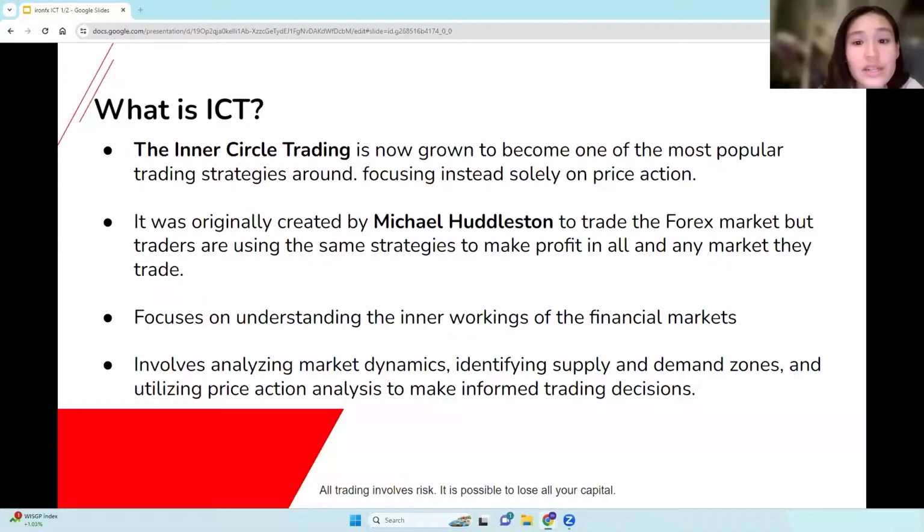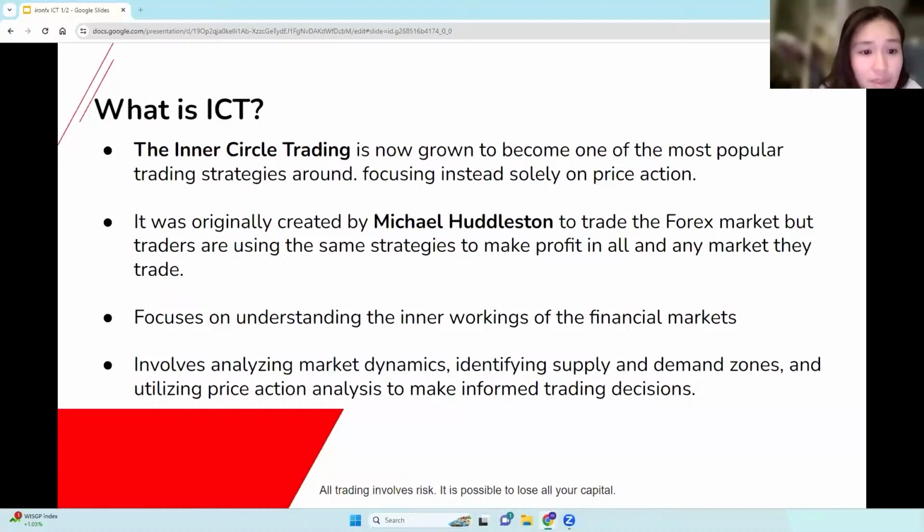So ICT, or inner circle trading, is a trading methodology that focuses on understanding the inner workings of the financial markets. So it involves analyzing market dynamics, identifying supply and demand zones, and utilizing price action analysis to make informed trading decisions. It has now grown to become one of the most popular trading strategies around, focusing solely on price action. And it was originally created by Michael Huddleston to trade the Forex market, but currently traders are using the same strategies to make profit in all and any market that they trade.